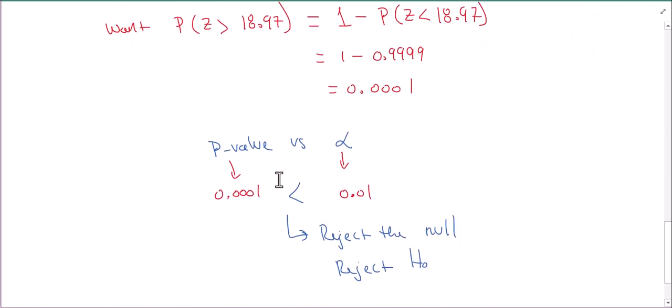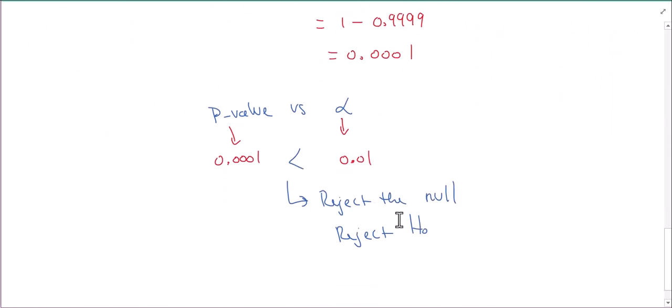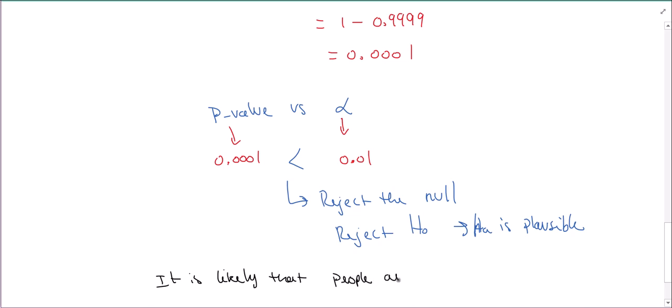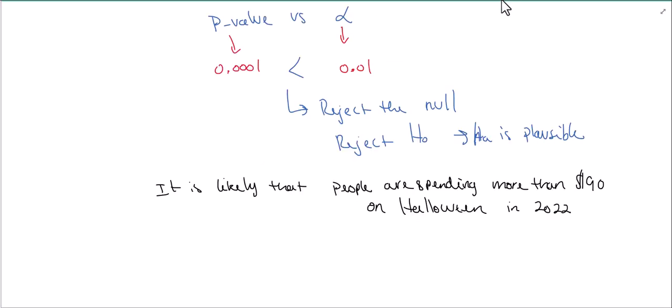Because our p-value was less than alpha, we reject the null. Rejecting the null means the alternative is plausible. So let me say H sub a is plausible. That means in the context of the problem, we can say it is likely that U.S. households are spending more than $90 on Halloween in 2022. So that is how you would go through doing a hypothesis test. So let's try, what about when sigma is known or not known?